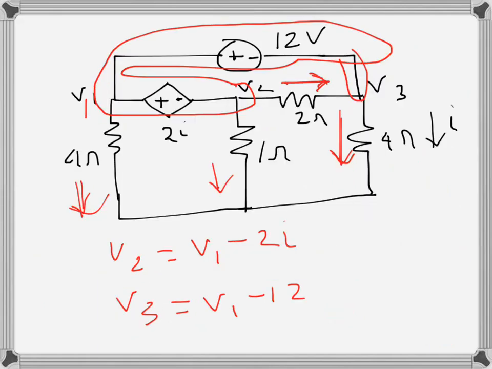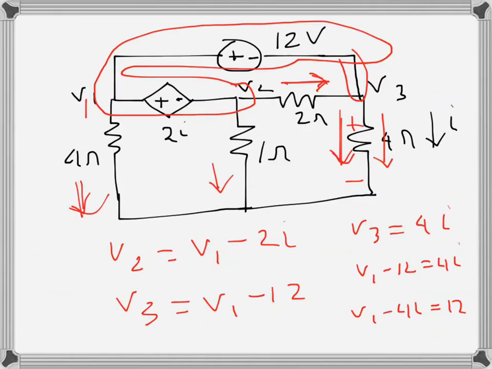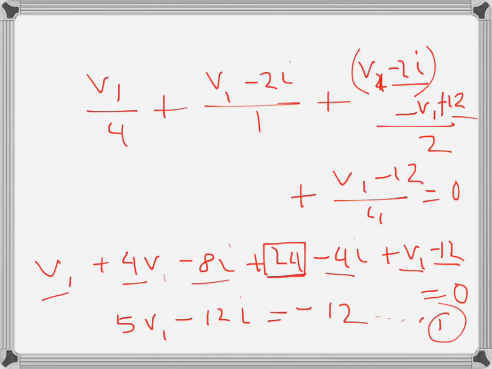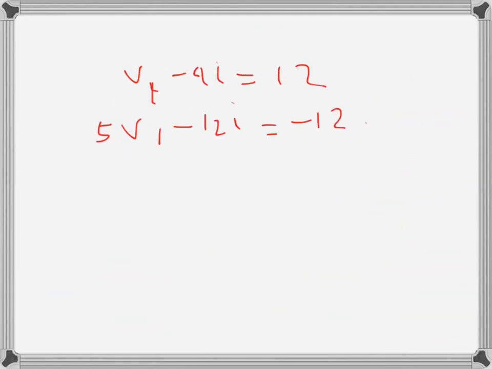An observation can be made, which is V3 is equal to 4i, because this drop should be V3, this drop here. So V3 is 4i, which is V1 minus 12 is equal to 4i, or V1 minus 4i is equal to 12. So that can be another equation: V1 minus 4i is equal to 12. And the other one is 5V1 minus 12i is equal to minus 12. So these two equations I have.